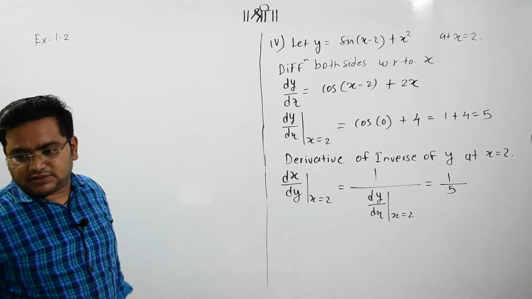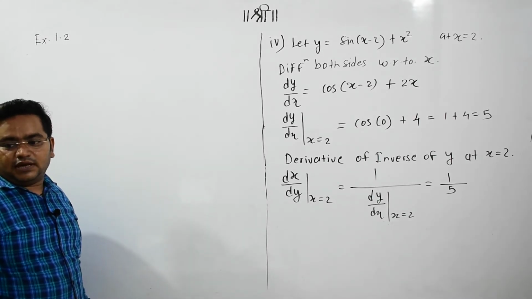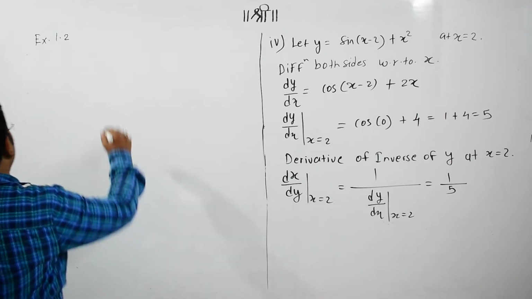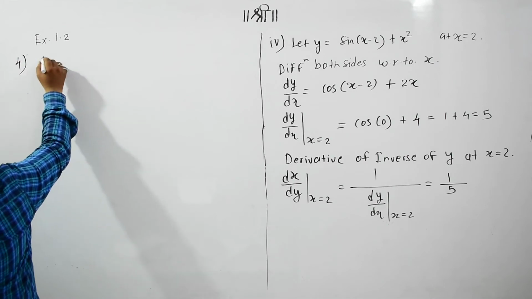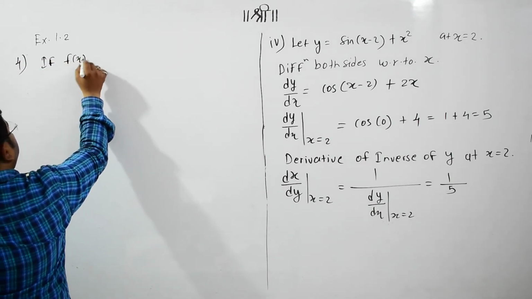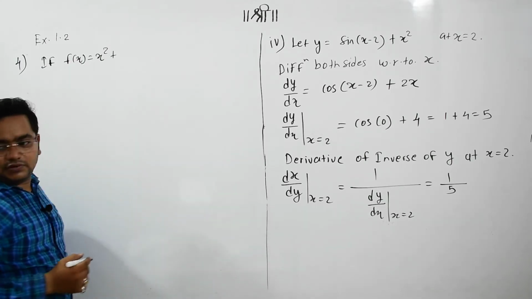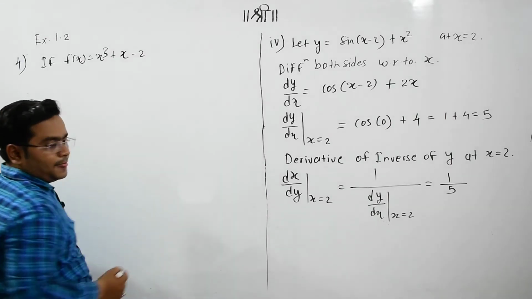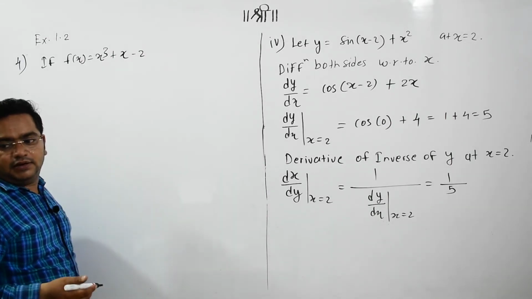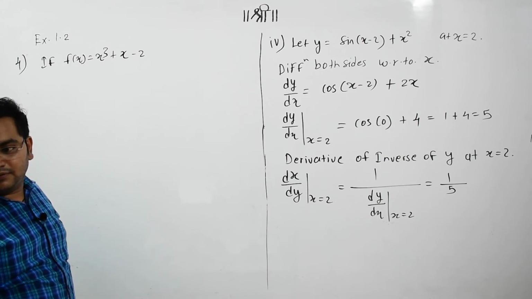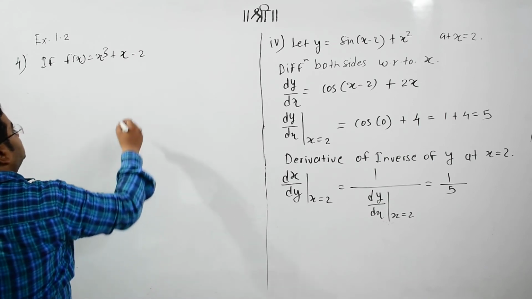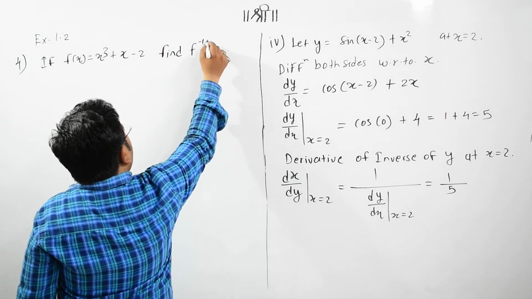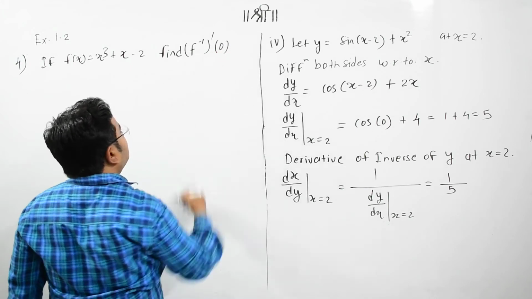Now what is the question? If f of x is equal to x cube plus x minus 2, then find the inverse derivative of 0. Now understand the meaning first, what exactly they are asking for.